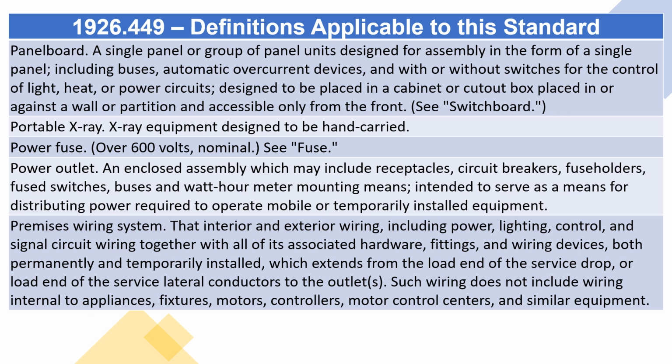Premises wiring system. That interior and exterior wiring, including power, lighting, control, and signal circuit wiring together with all of its associated hardware, fittings, and wiring devices, both permanently and temporarily installed, which extends from the load end of the service drop, or load end of the service lateral conductors, to the outlets. Such wiring does not include wiring internal to appliances, fixtures, motors, controllers, motor control centers, and similar equipment.